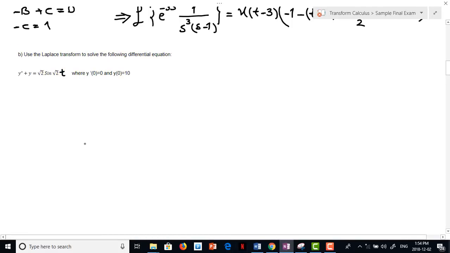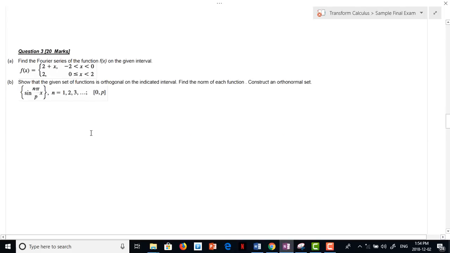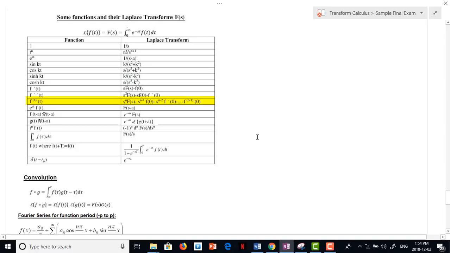In order to solve it, we have to use the Laplace transform of derivatives. So you have this formula in the formula sheet. Here you can see the Laplace transform of derivatives. In fact, the Laplace transform of f^(n) is equal to s to the power of n F(s) minus s to the power of n minus 1 f(0), and so on. So let's apply it in our problem.